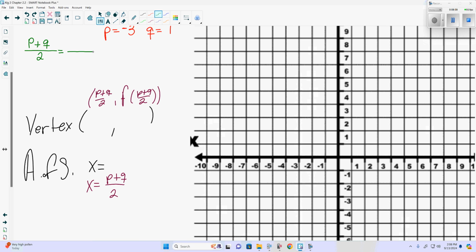So the first thing we're finding is (p plus q) over 2. Well, p is -3. q is 1. So -3 plus 1, over 2. We can do this by hand. We can do it in the calculator. Both will work. Both will get us to the same point.